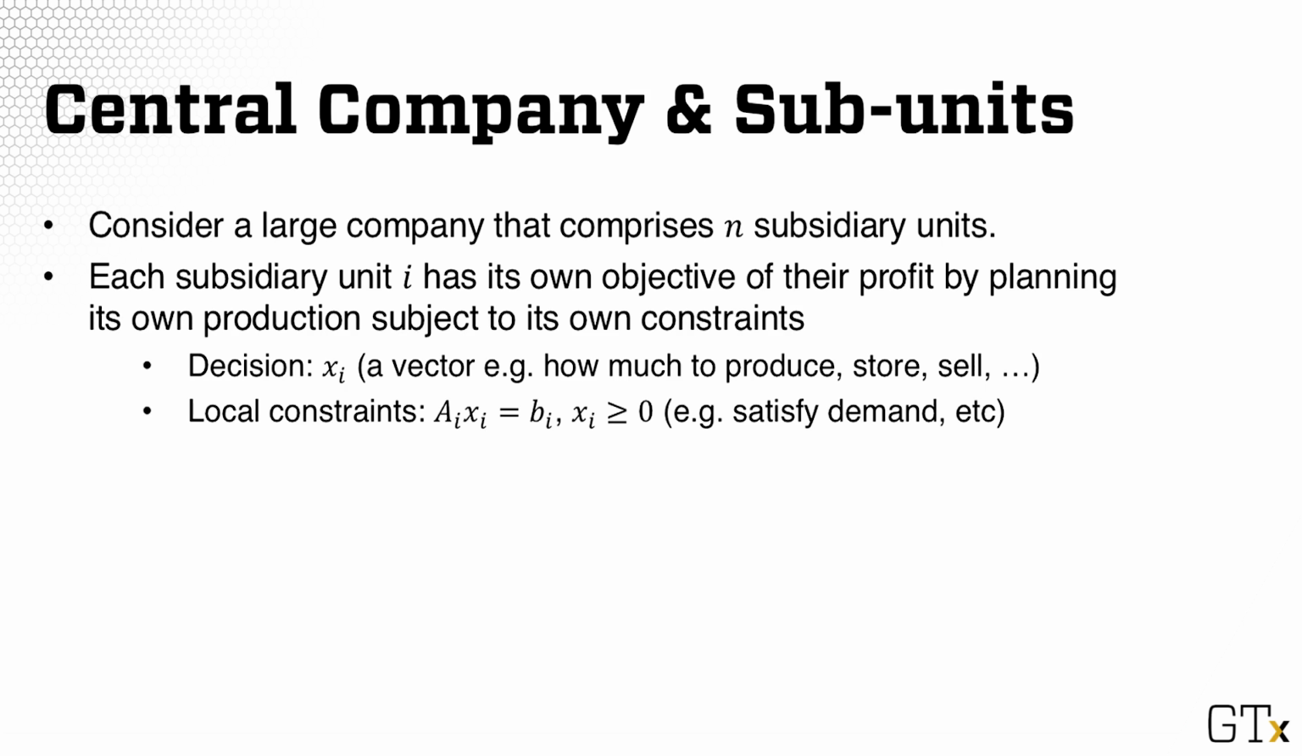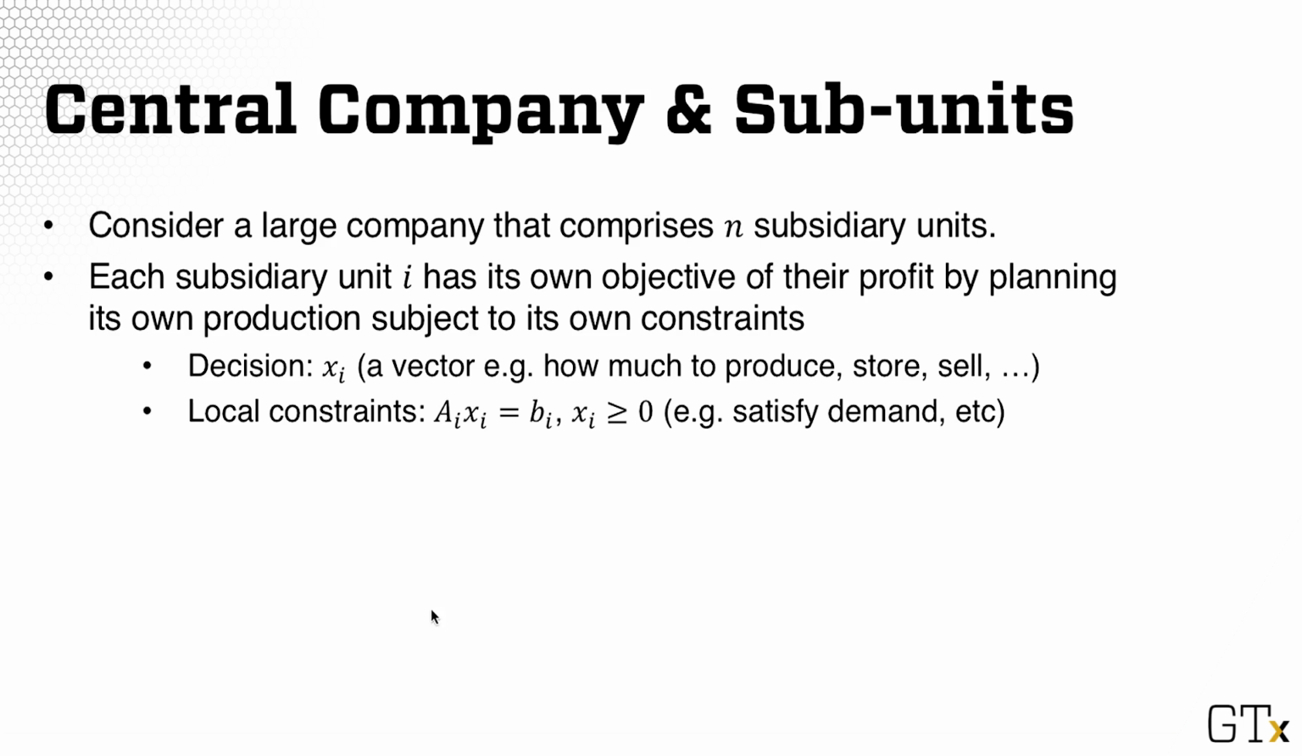Each subsidiary unit i has its own objective, and their objective is their profit. So they want to maximize their profit by planning their own production, subject to their own constraints. You can think about each subsidiary unit as a small company by itself, and it has its own objective and its own internal constraints.